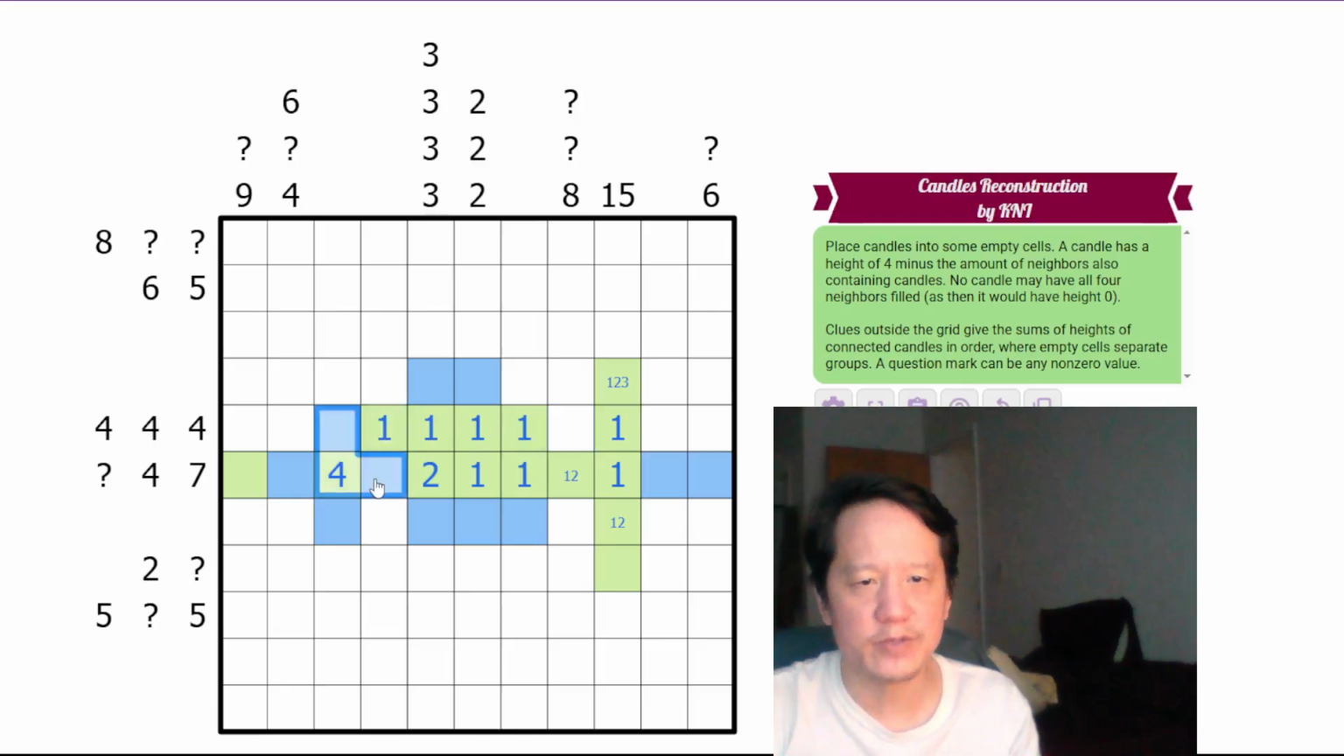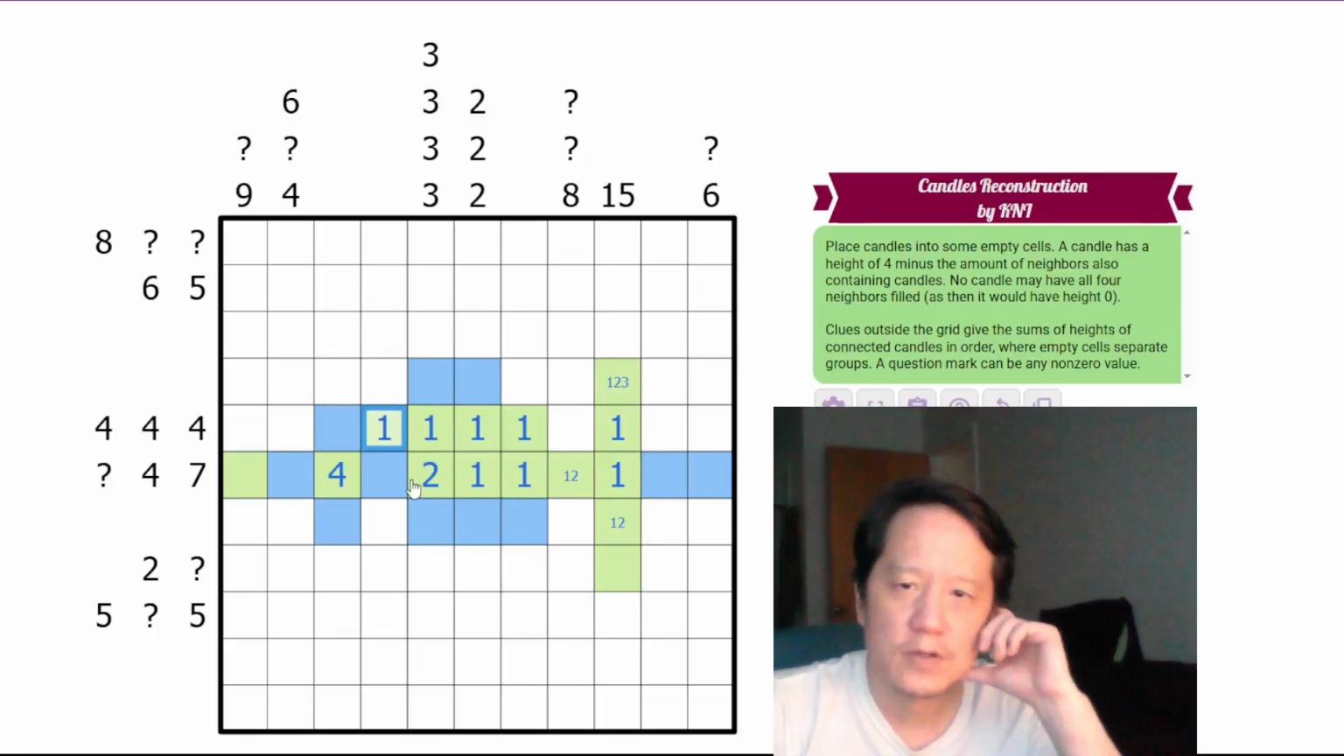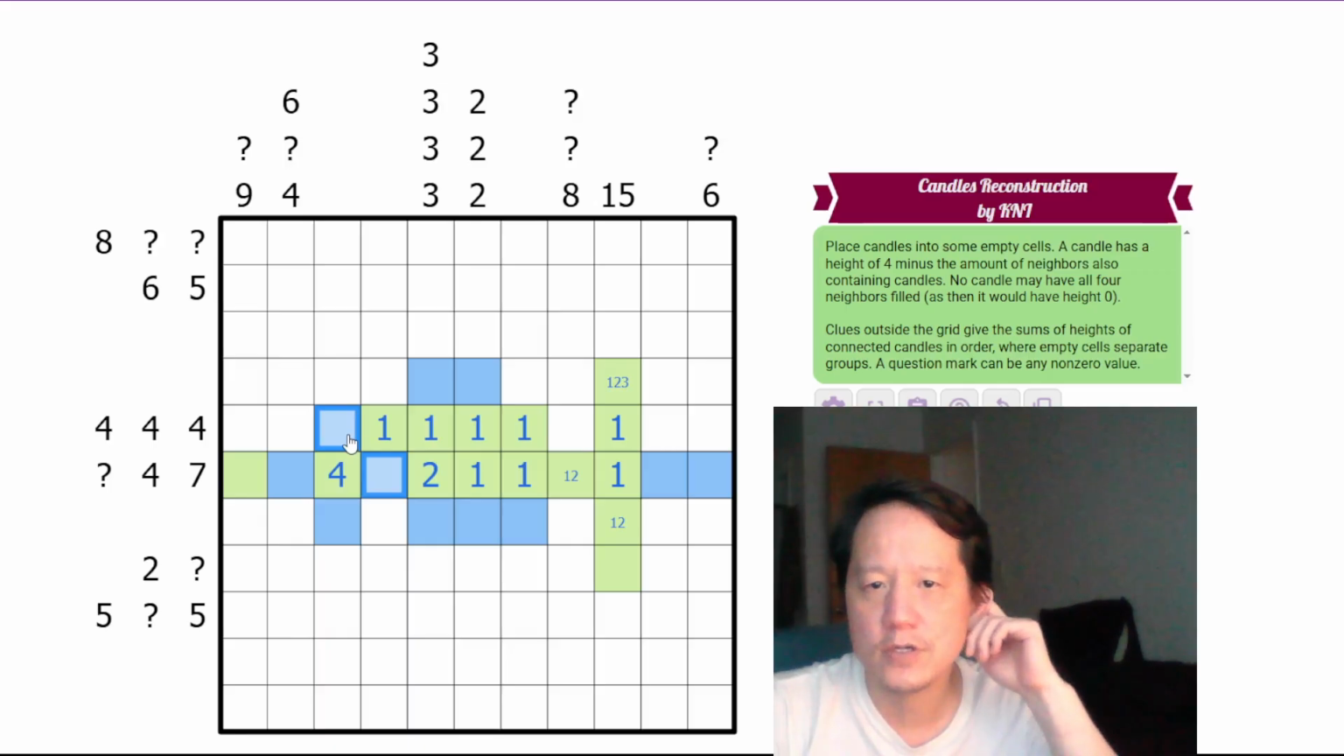And the problem is this can't be 1. Right? So 4 minus 3 neighbors with candles could add up to 1. But 4 minus 2 neighbors without candles, with candles at most, is 2. Yeah, so this cannot be 1 there because of that.